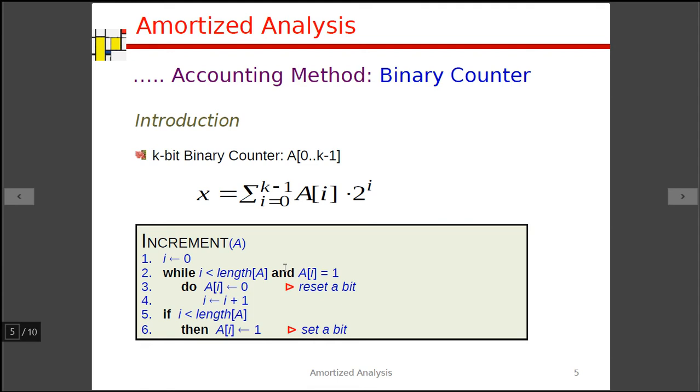There is one more example in accounting method, that is a binary counter. What exactly is this binary counter? Whenever we are writing 2 raised to 2, that is 4. So how can we write that? 0 0 0 1, 1 0 and 1 1. So these are actually 4 digits. Whenever we are writing 2 raised to 3, at that time we are getting 8 digits.